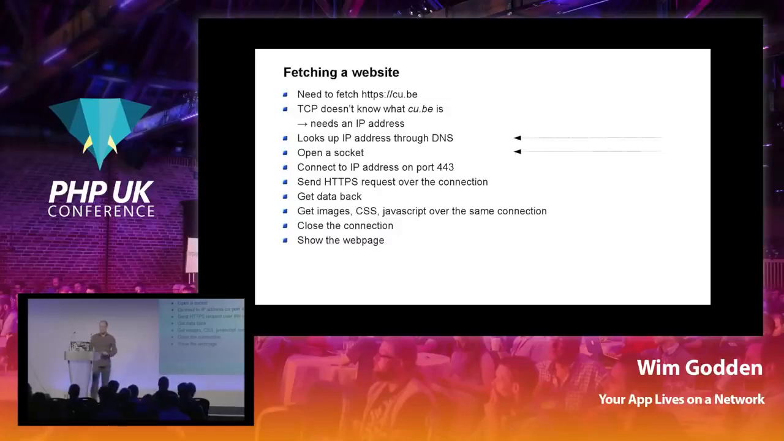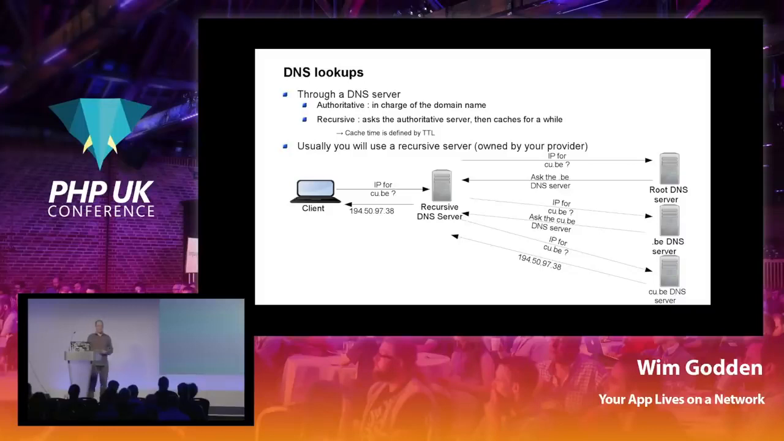But I want to talk quickly about DNS, and I want to talk quickly about opening a socket. I'm sure most of you know how DNS works, but I want to mention it anyway, a few minor things in there. There are two types of DNS servers. There's the authoritative server, which is basically the server that's responsible for the domain name. And then there's a recursive server. The recursive server doesn't know anything. It always needs to ask an authoritative server, and then it keeps the answer of that server for a while. It caches it, defined by the time to live. Usually, you will use a recursive server provided by your ISP.